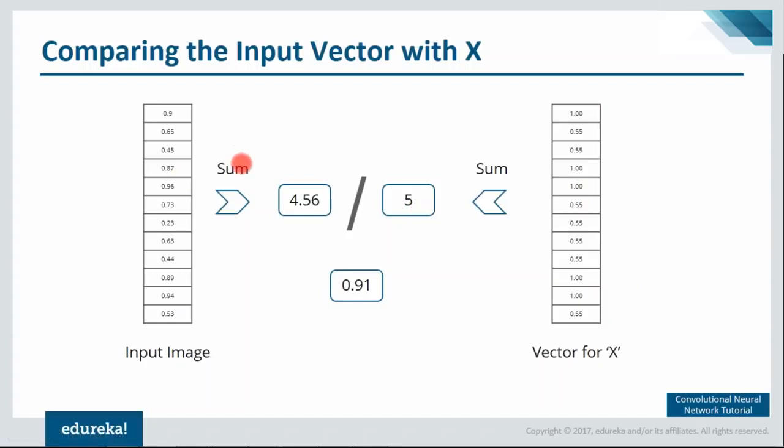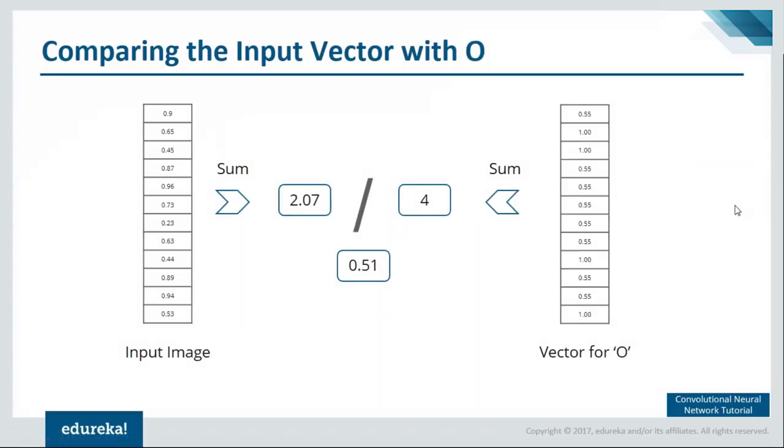And now I'm going to sum the corresponding values of my input image vector as well. So the first value is 0.9, then the fourth value is 0.87, fifth value is 0.96, 10th value is 0.89, and the 11th value is 0.94. So after doing the sum of these values, I've got 4.56. When I divide this by 5, I got 0.91, right? Now this is for X.